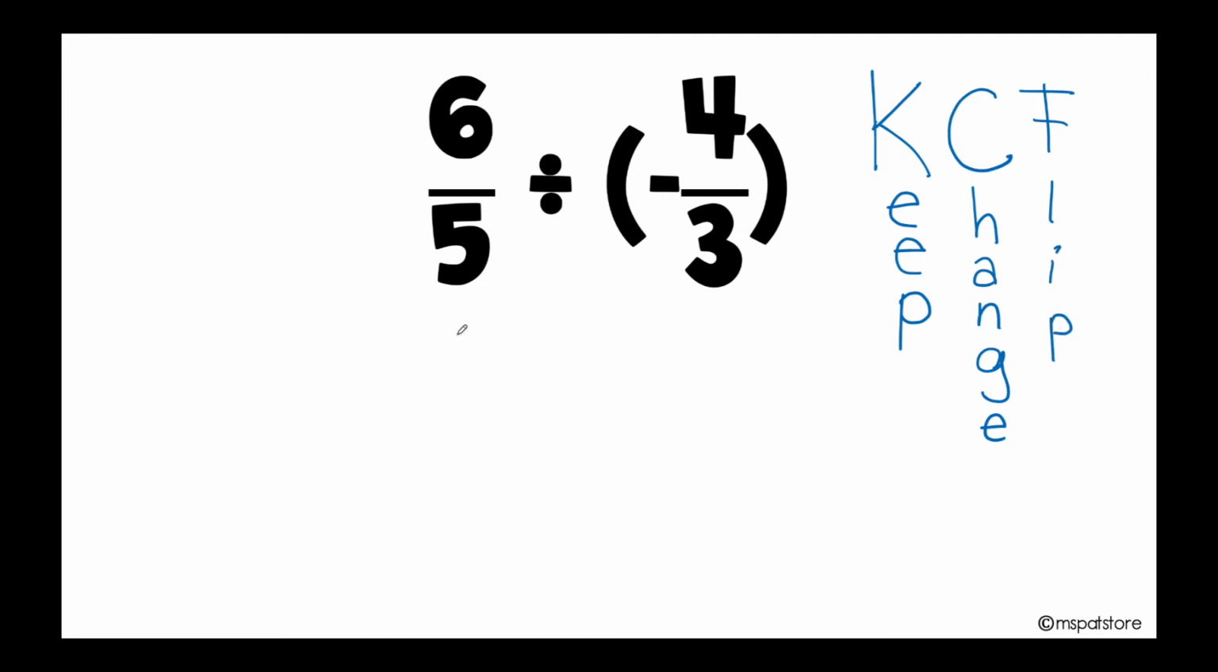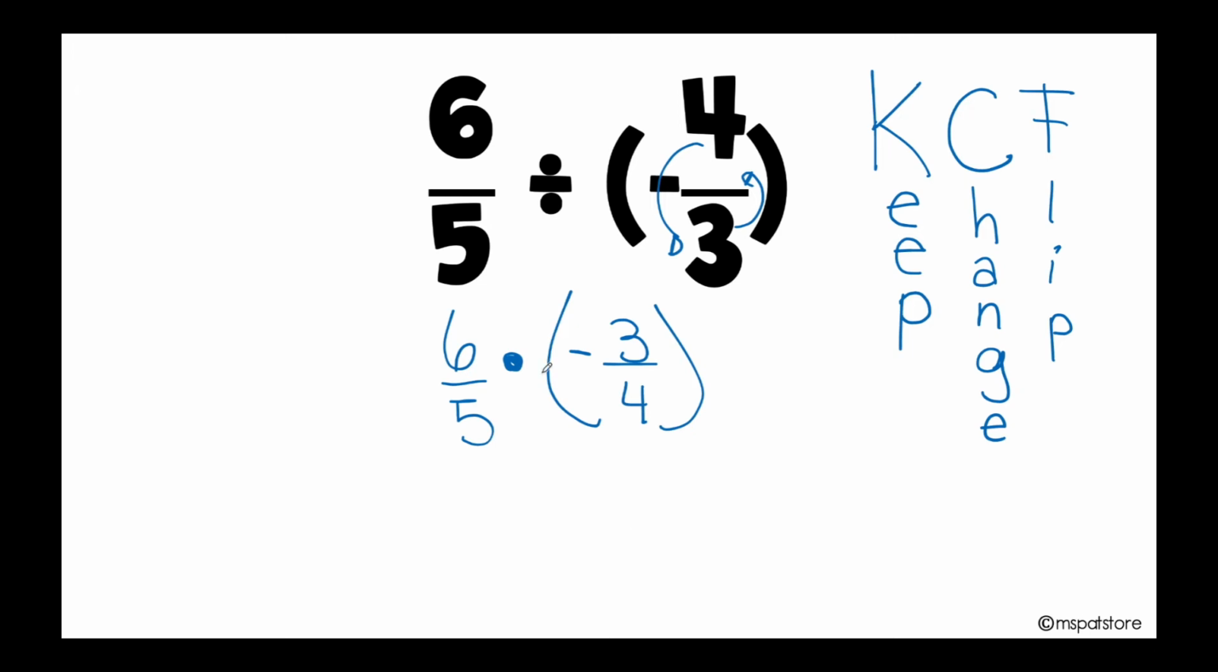So let's see. I'm going to keep the first fraction the same. I will change the division sign for a multiplication sign, and then I'm going to flip, okay? Instead of having 4 as a numerator, I will have it as a denominator. Instead of having 3 as a denominator, I will have it as a numerator. So I just flip the order that they have, and this is called the reciprocal. So now I'm ready to multiply.